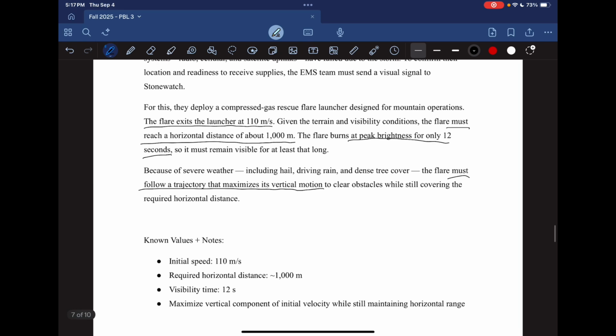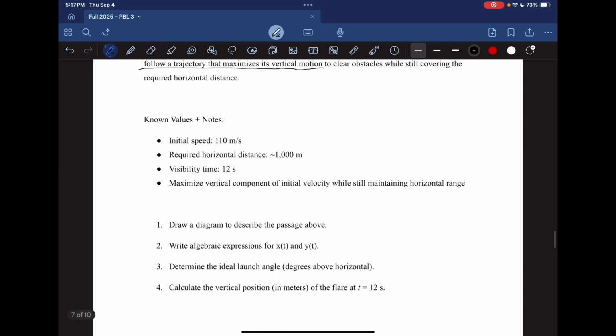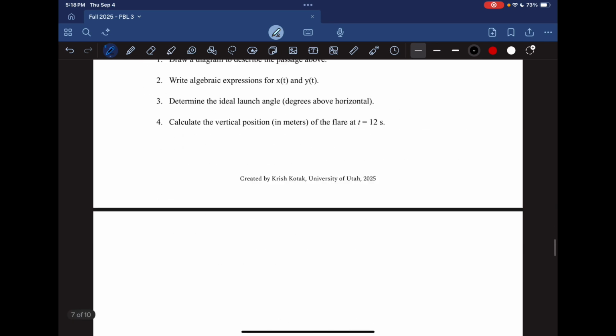But if you're presented with a problem like this, you should 100% be writing down these known values and notes by yourself. So really, we just wrote down everything that I underlined. So finally, we want to draw a diagram, write some algebraic expressions for x of t and y of t, determine the ideal launch angle, and calculate the vertical position at t equals 12.